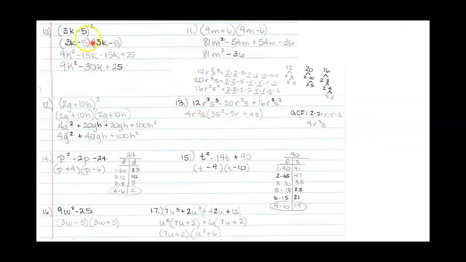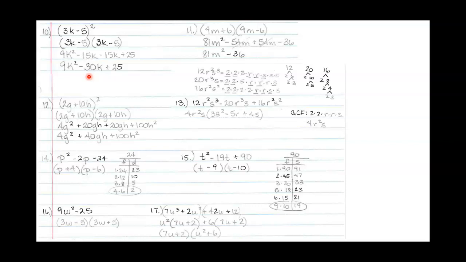All right, so for number 10, I've got 3k minus 5 squared. Please remember that means 3k minus 5 times 3k minus 5. Go ahead and write it out that way, and remember that you have to FOIL. So I'm going to do 3k times 3k, so 3 times 3 is 9, and k times k is k squared. Then I'm going to do 3k times negative 5, so that'd be a negative 15k. Negative 5 times 3k would be negative 15k, and negative 5 times negative 5 is positive 25. Our negative 15k and negative 15k will combine as like terms to be negative 30k.